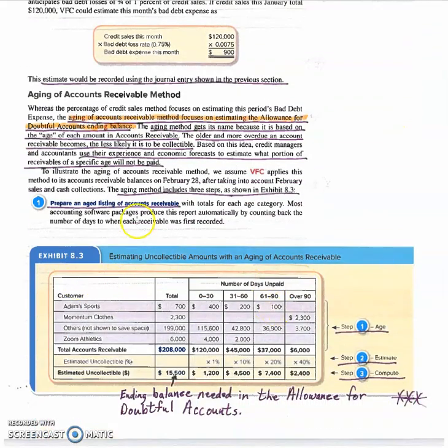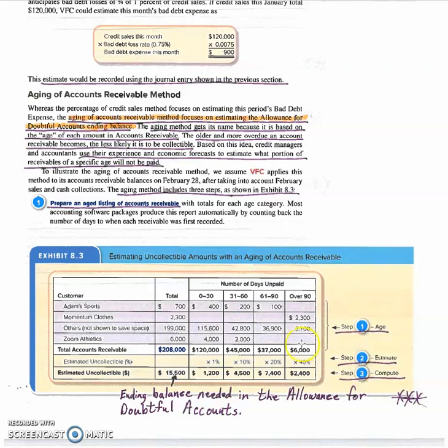So you see an example here where they've taken their accounts receivable and they've broken the balances down into these age categories. So out of $208,000 in accounts receivable, 120,000 of those are 0 to 30 days old. So they're current, basically. 45,000 are 31 to 60 days old. 37,000 is 61 to 90 days old, and 6,000 are more than 90 days old.